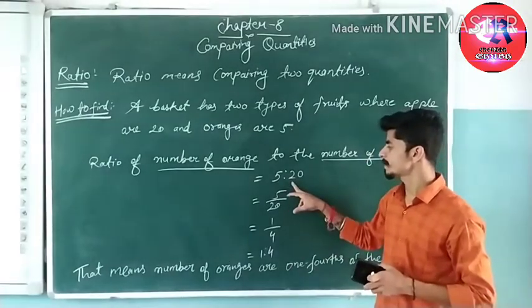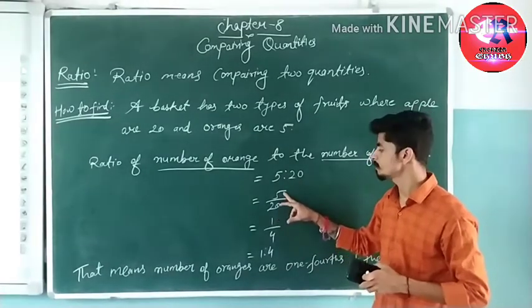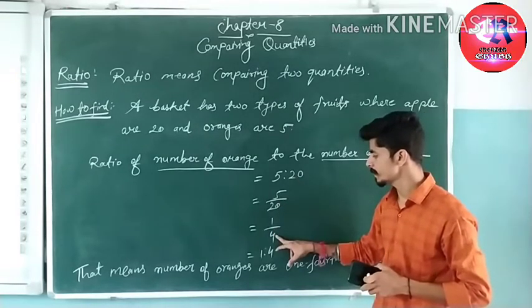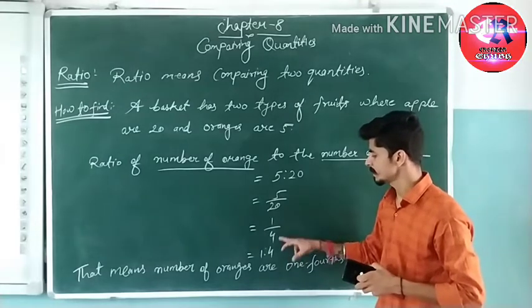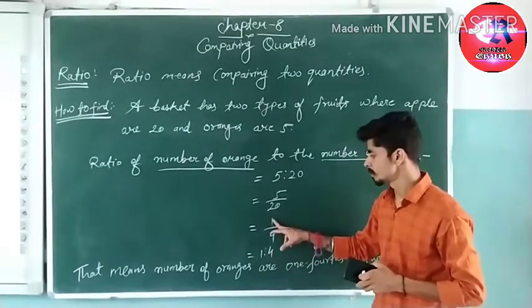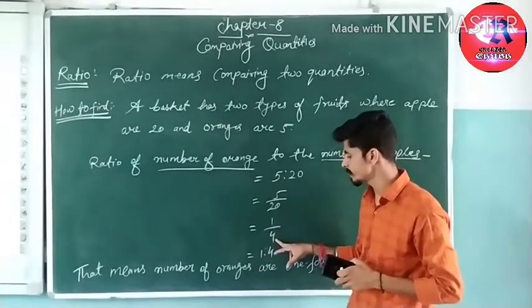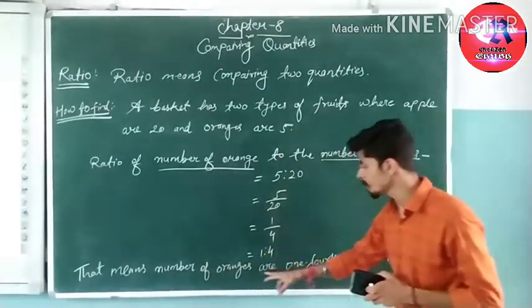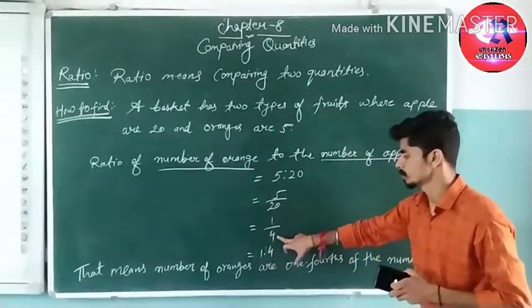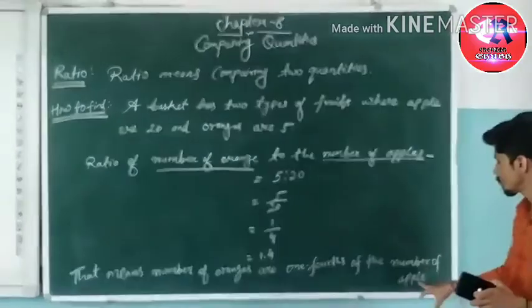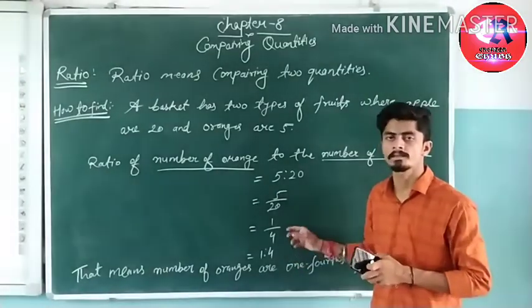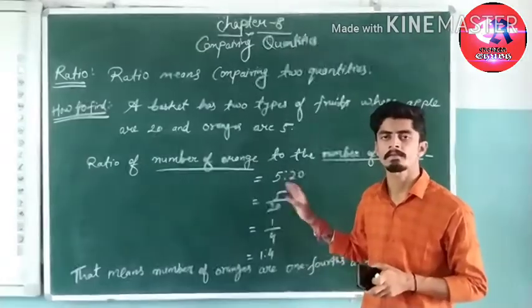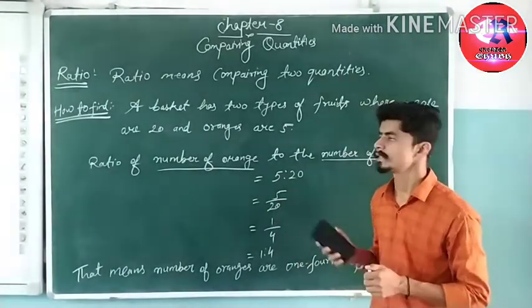If we can write the ratio in fractional form, we can also write the fraction in ratio form. That means 1 by 4, which we got here, we can write in ratio form. The numerator comes first, then the denominator comes later. So 1 ratio 4. That means the number of oranges is 1/4 of the number of apples, and this is the ratio of the number of oranges to the number of apples. So in this way we can find the ratio. That's all for the ratio.